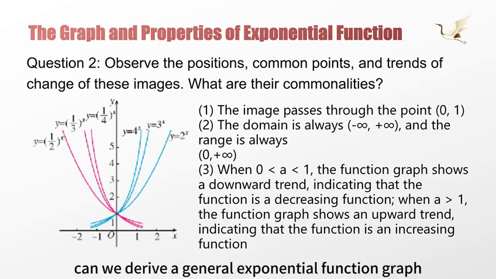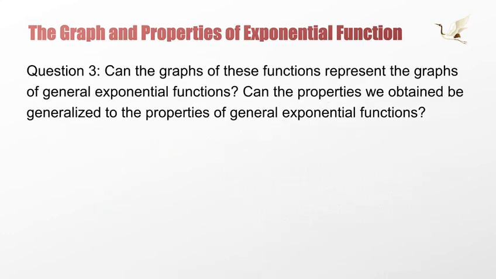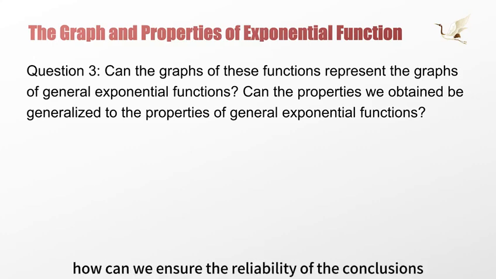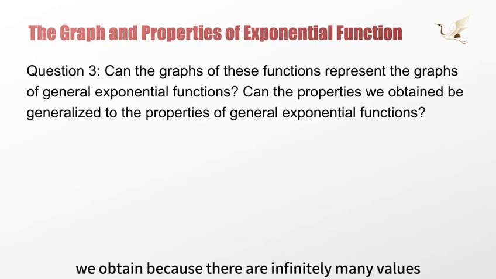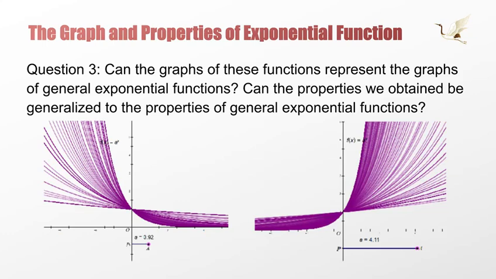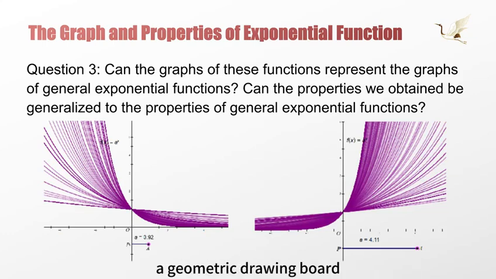Can we derive a general exponential function graph based on the graphs and properties of the 6 functions we explored? Can the properties we obtained be generalized to general exponential functions? How can we ensure the reliability of our conclusions? Because there are infinitely many values for the base a, and the accuracy of the point-plotting method is insufficient, I drew the graph of the exponential function using a geometric drawing board.